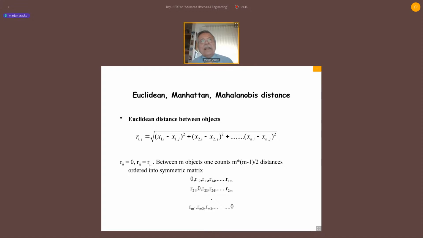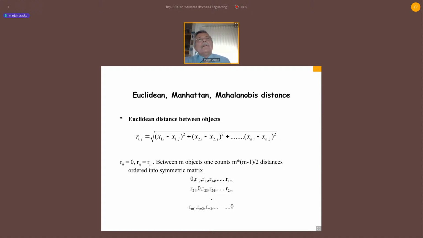Let me go now to the next topic of my presentation. This is how can we compare, how can we evaluate our objects in our data space. So we can calculate distances between all pairs in our data space. And I would like to present these three distances: Euclidean distance, Manhattan, and Mahalanobis distance.